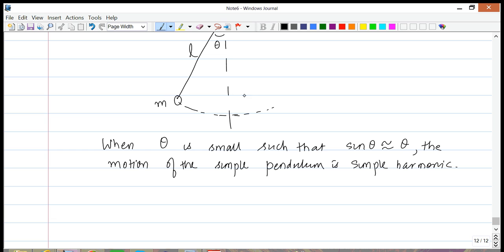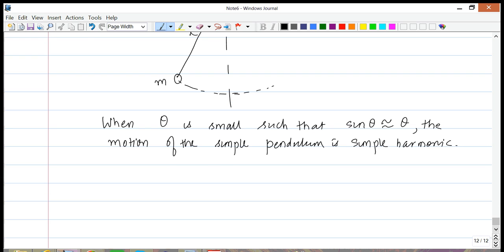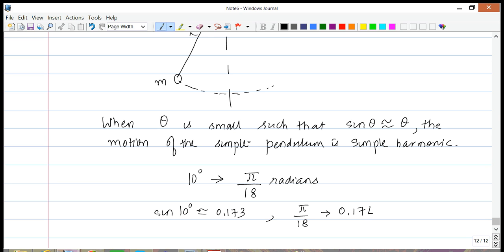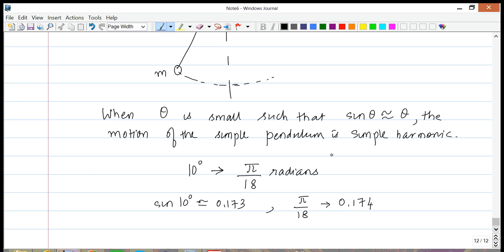Just to give you a quick idea about the sine of theta, if you take your calculator and find the sine of 10 degrees. 10 degrees in radians is equal to pi divided by 18. In your calculators, find sine of 10 degrees. Sine of 10 degrees happens to be 0.173, and pi over 18 happens to be about 0.174. So 10 degrees is a good approximation, but as you lower the angle, this gets closer and closer.